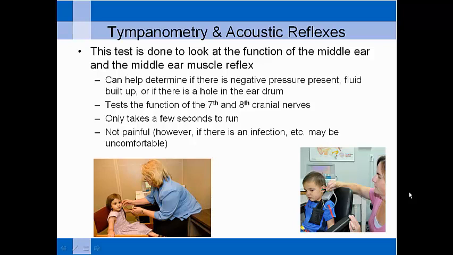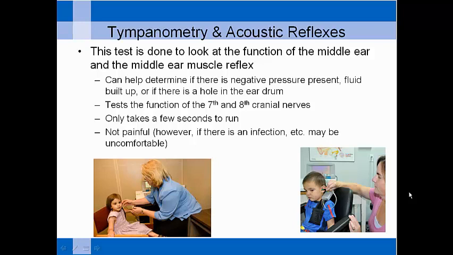This is a test that is done to look at the function of the middle ear and the middle ear muscle reflex we have. So this is a test that can help us know if there's fluid built up behind the eardrum or if there's negative pressure built up when you go up in an airplane or come down from higher elevation and your ears pop. That's kind of what we're looking at there. Also, if there's a hole in the eardrum, this test can let us know if there is one, because sometimes the holes are very, very small that you can't see them.